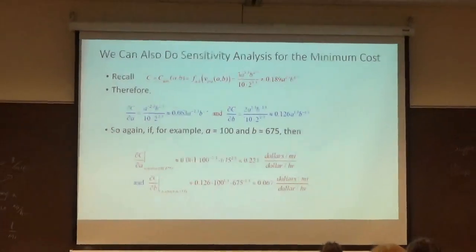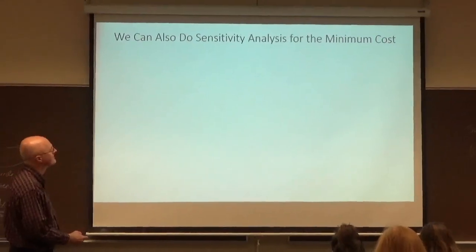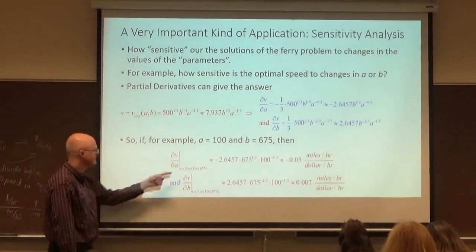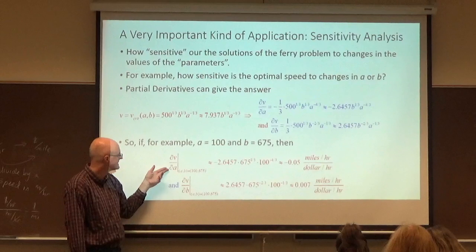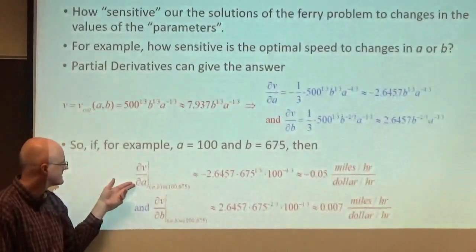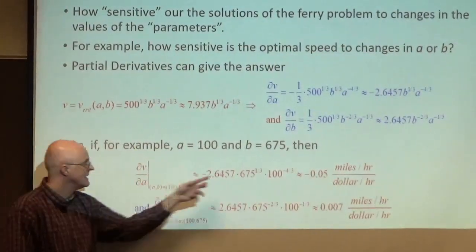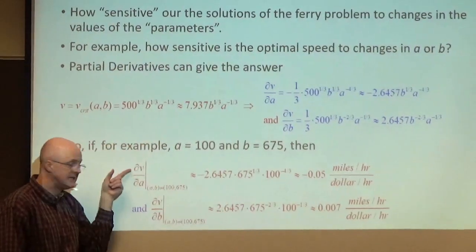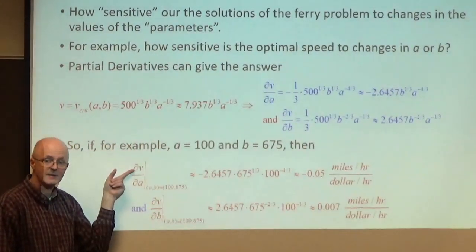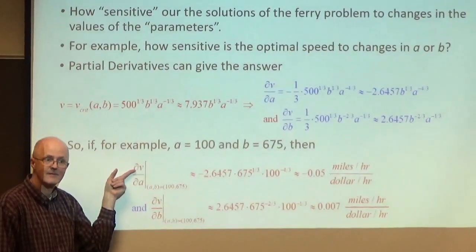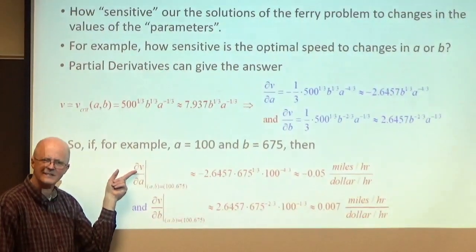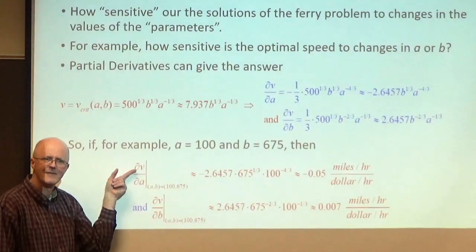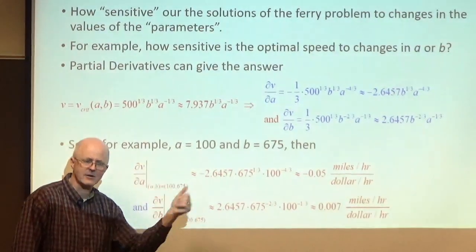Let me go back to the other slide again. One of these was negative. Now this one. That's telling you if A increases, if the fuel costs increase a little bit, that's negative. You should actually decrease your critical speed a little bit. Just makes intuitive sense, I suppose. It is still related to the other cost though as well.